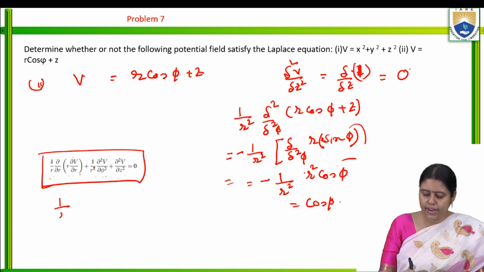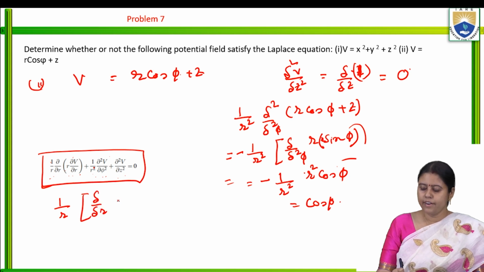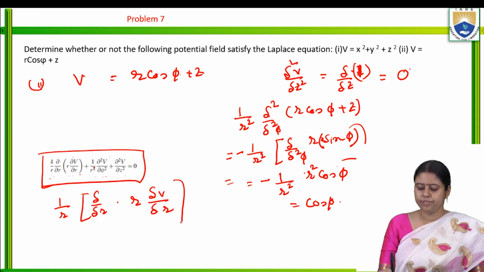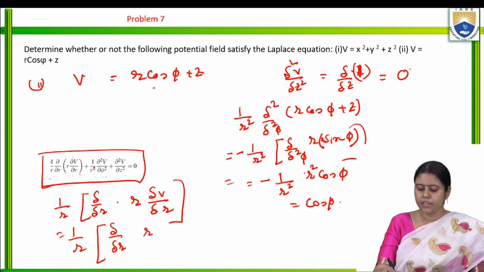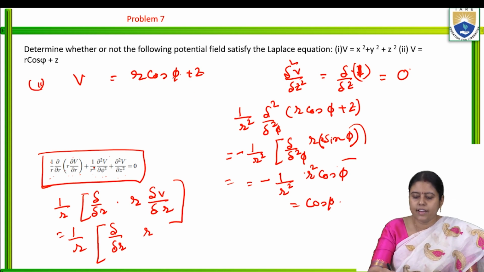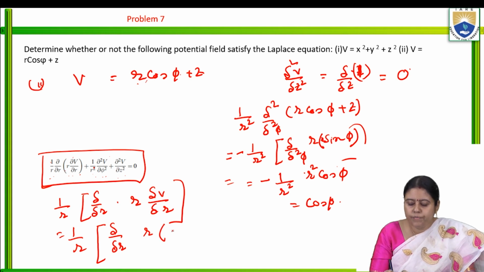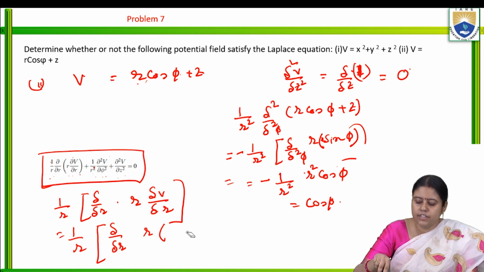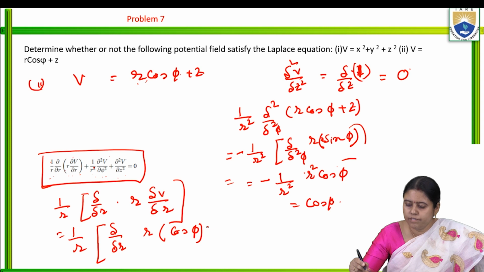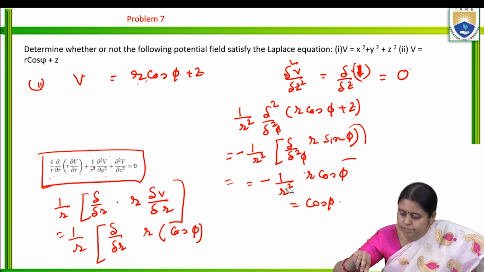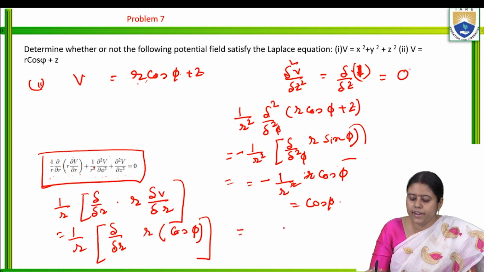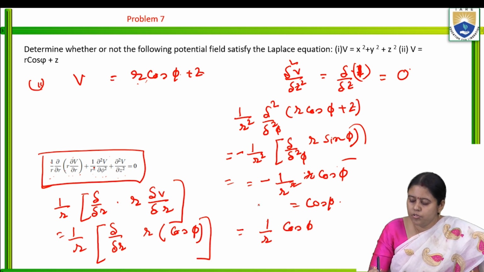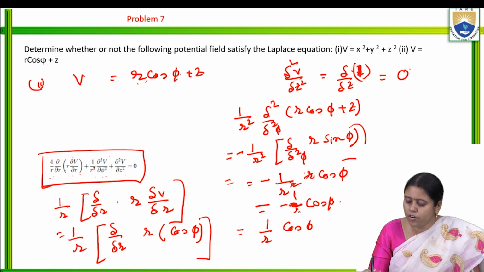In the third case, 1 by r del by del r of r del v by del r. So what is the value of del v by del r in this case? r cos phi will be changed into cos phi. Again del by del r of r is nothing but 1, so we are getting 1 by r into cos phi. So here we got minus 1 by r cos phi, 1 by r cos phi.